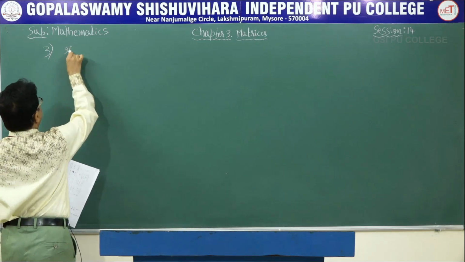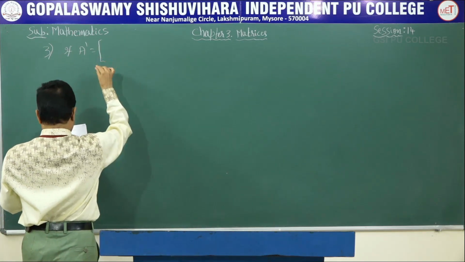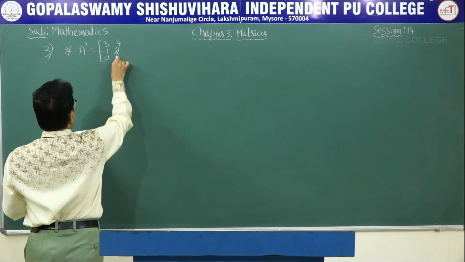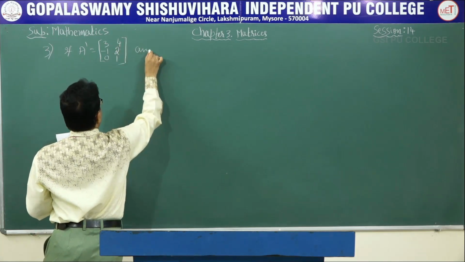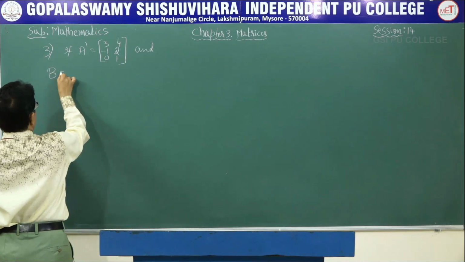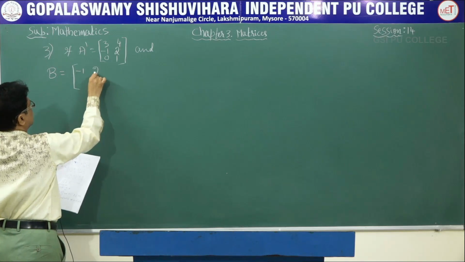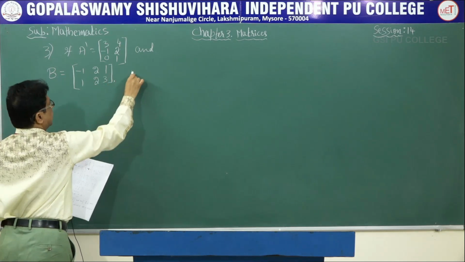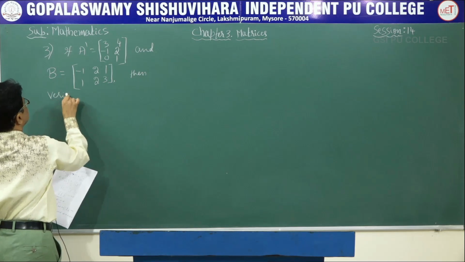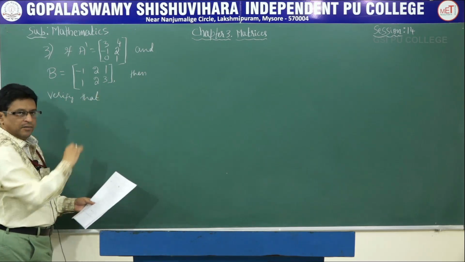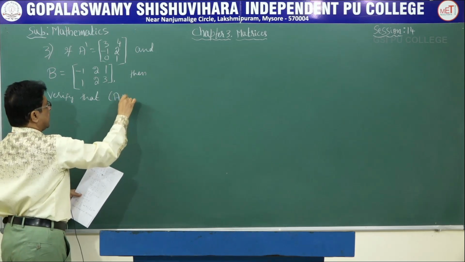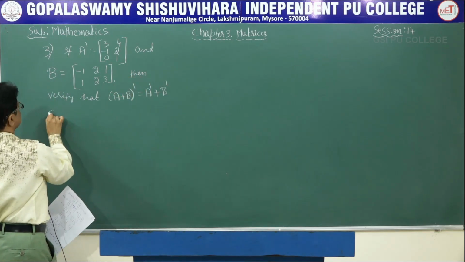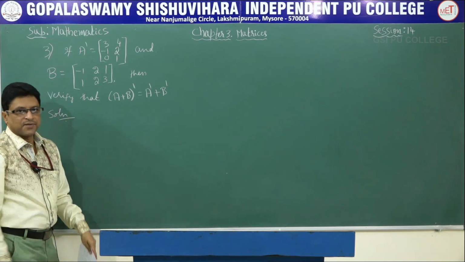If A dash is equal to 3, 4, minus 1, 2, 0, 1 and B equals minus 1, 2, 1, 1, 2, 3, then verify that A plus B whole dash is equal to A dash plus B dash. So let us find the solution of this problem.